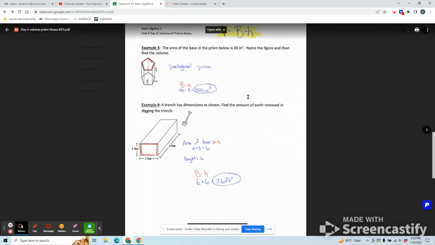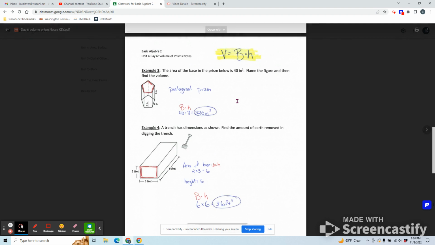Example 3. It says find the area of the base. The area of the base in the prism below is 40 square inches. Name the figure and find the volume. So my base has 5 sides. So it's a pentagonal prism. And you may be thinking, Mr. Slover, you never taught us how to find the area of a pentagon, which is true. I did not, which is why I gave you the area of the base. Right? So the area of the base is 40, and over here we see the height is 8. So just 40 times 8. That's all you had to do.